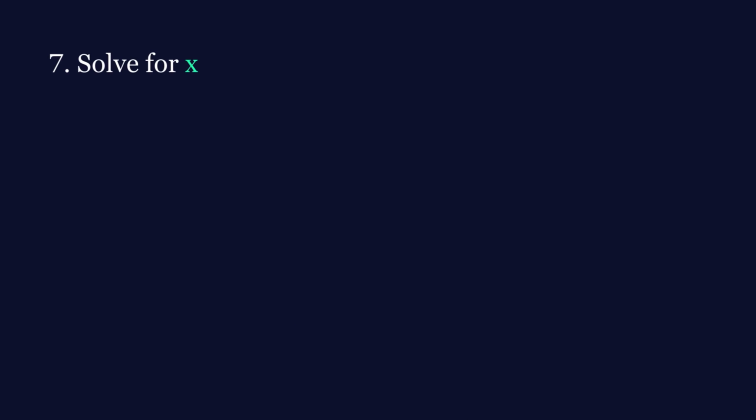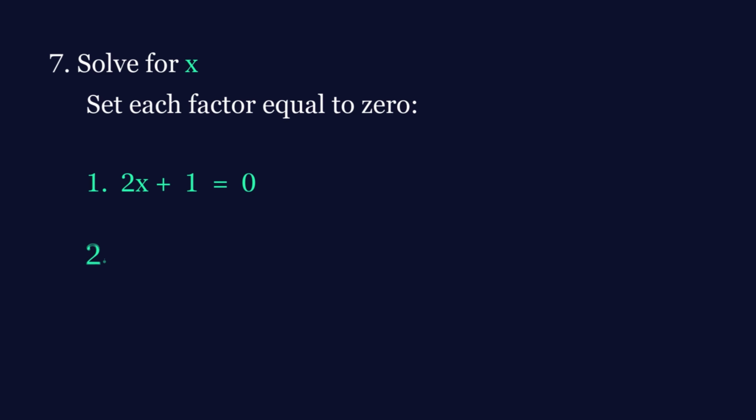Now all we need to do is solve for x. We need to set each factor equal to 0. So let's do that: 2x plus 1 equal to 0, and 3x minus 5 equal to 0. So x equals negative 1 over 2, because I move the number to the right side, and x equals positive 5 divided by 3.